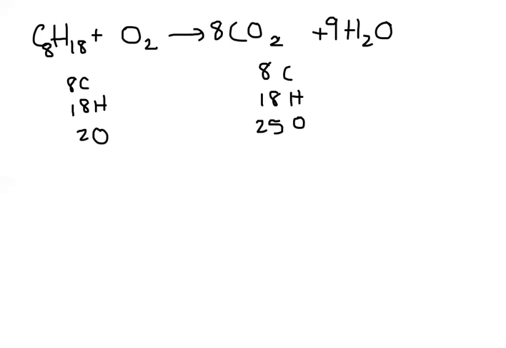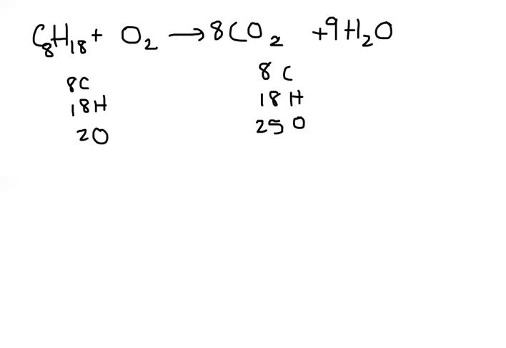Can you see a problem here? What's the problem? We have 25 oxygens on this side, but we need to balance it with O2, which can only give us an even number. There are 2 ways you can do this. You can either double everything or you can use a half coefficient.